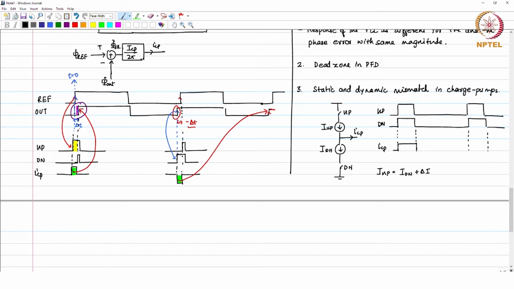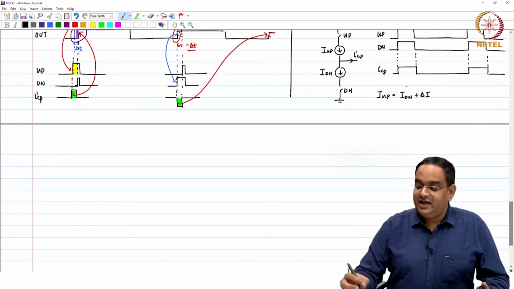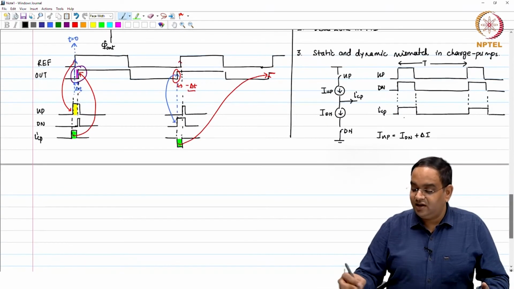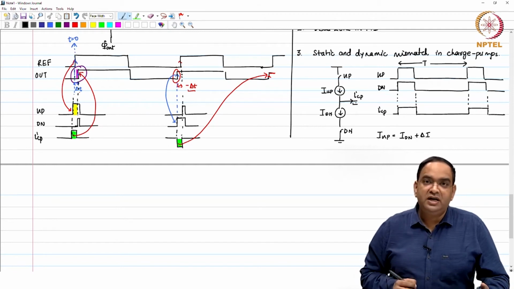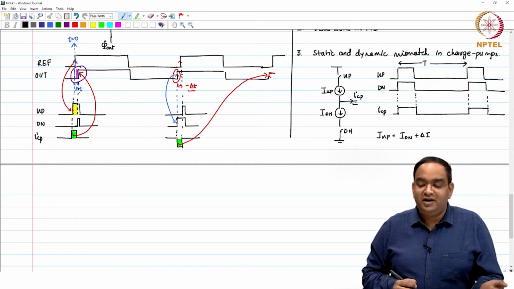flowing out at every reference clock period. Even when you think it should lock to 0 phase error, it will not. This is what will happen. Now, we have seen earlier that any difference in the current which is pumped into the loop filter every reference period is going to create a reference spur.